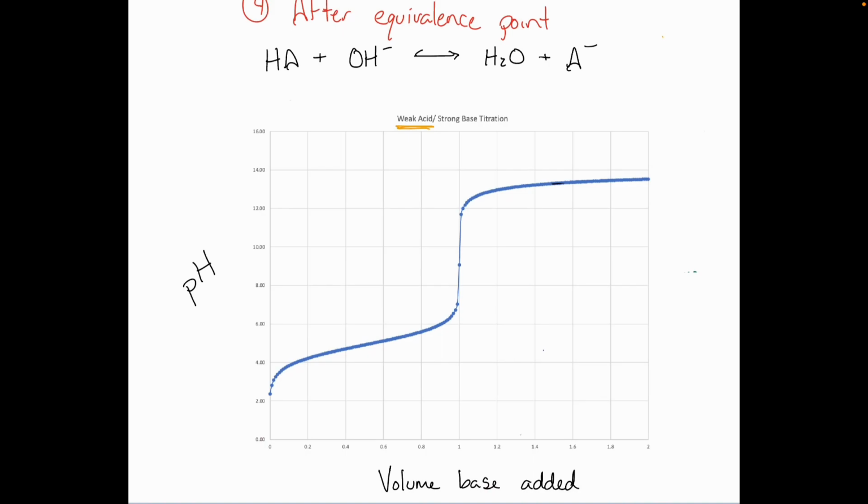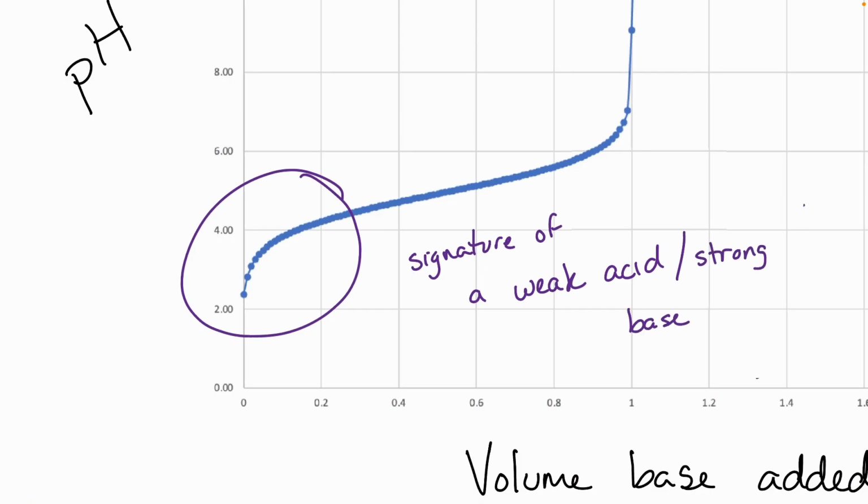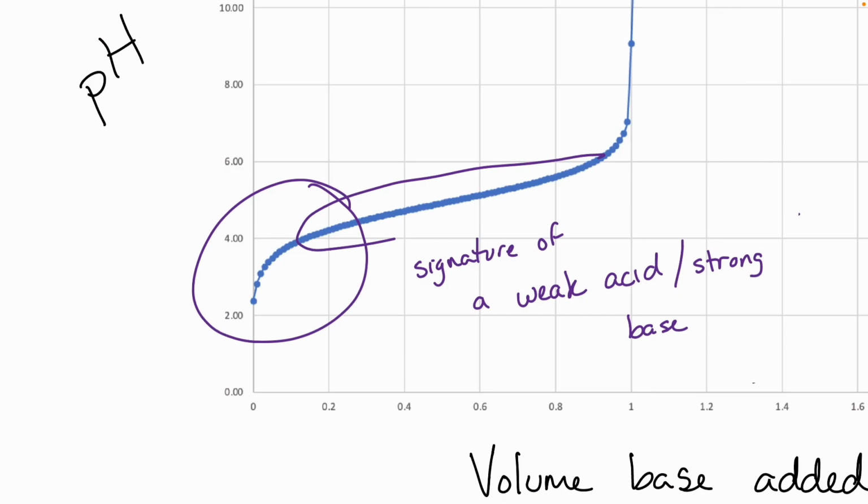All right, one other thing that I want to point out is this little curve here. This is the signature of a weak acid strong base titration. Okay, because remember, our buffer region is fairly narrow, within plus or minus 1 pH unit. So at the very beginning here, there's actually kind of a large uptick in pH that then levels off and gets much slower because I'm not quite in my buffer region yet, right?